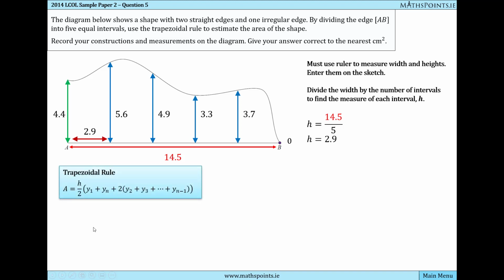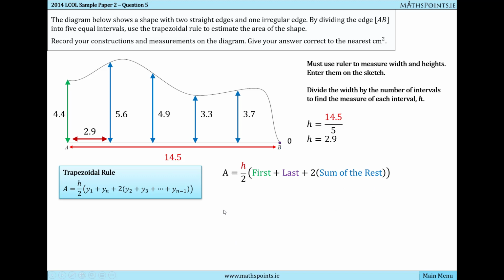The trapezoidal rule is as follows. It's in our tables. A useful way to remember the trapezoidal rule is that the area is equal to h over 2, where h is the gap, on the first height plus the last height plus 2 times the sum of the rest of the heights.